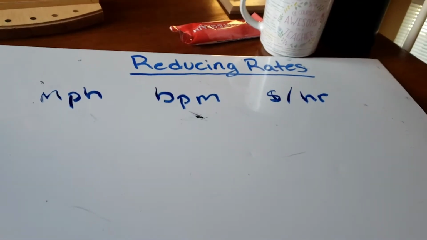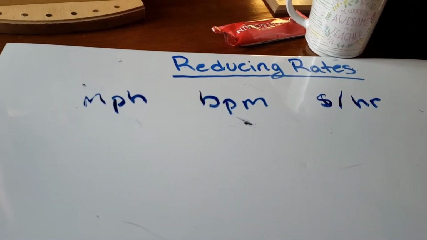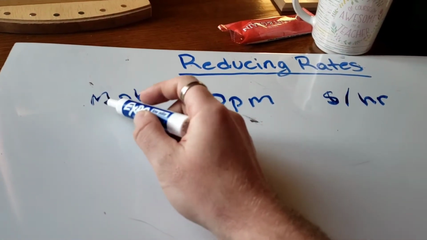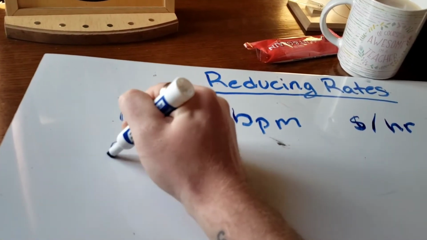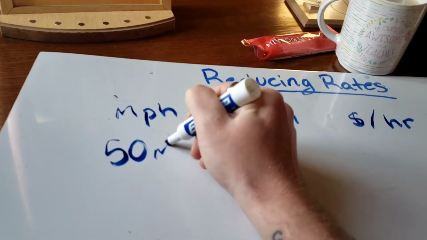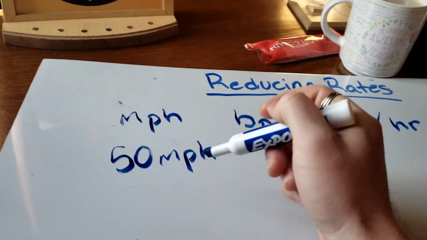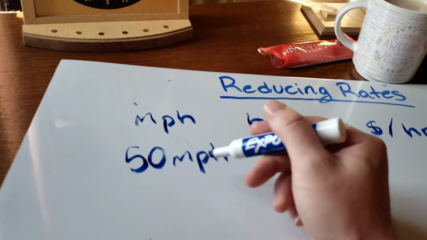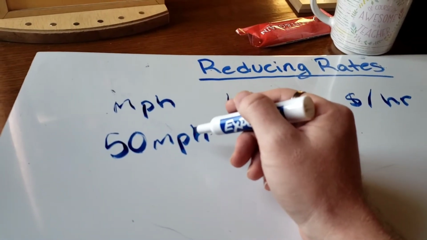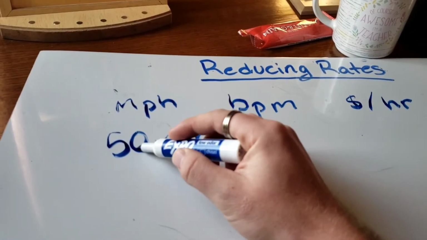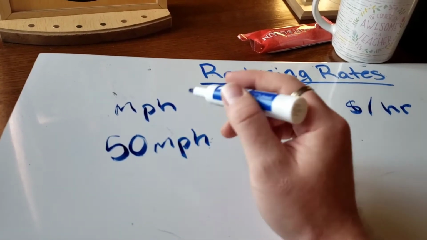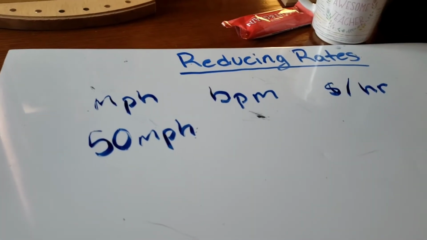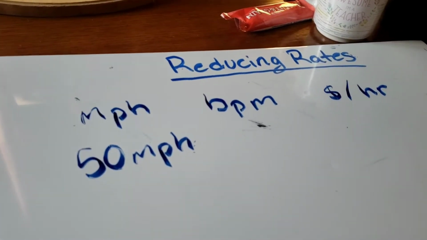The key with any rate is that word per. So a rate tells us, for example, miles per hour. If we're traveling, let's say 50 miles per hour, that means for every hour we will have traveled 50 miles. And so that is a ratio. So for example, if we traveled 2 hours, we would have gone 100 miles. 3 hours would be 150 miles. So today's lesson looks at reducing rates before multiplying.